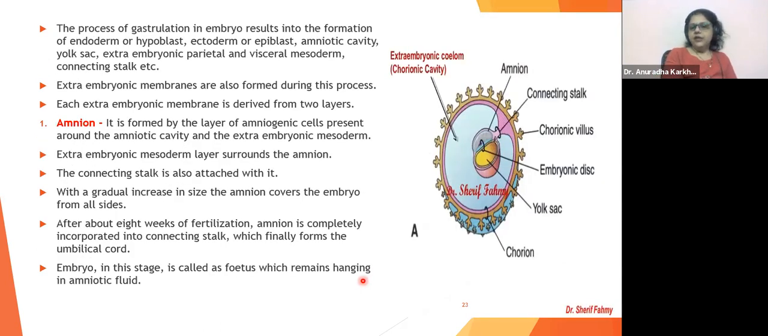The process of gastrulation in the embryo results in the formation of endoderm, initially called hypoblast, and ectoderm, initially called epiblast. The amniotic cavity is present between the cells of Rauber and the ectoderm, correct? The yolk sac was below the endoderm, that yellow cavity that we saw. Then the extra-embryonic parietal and visceral mesoderm, the outer ones, extra-embryonic mesoderm, and the connecting stalk. Okay, so we have seen all these structures being formed.